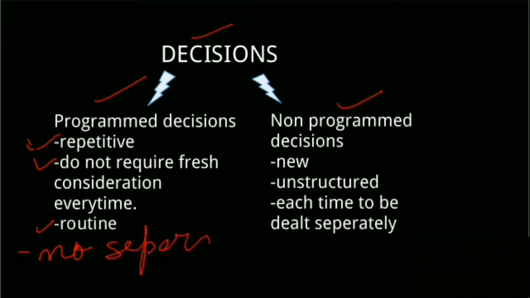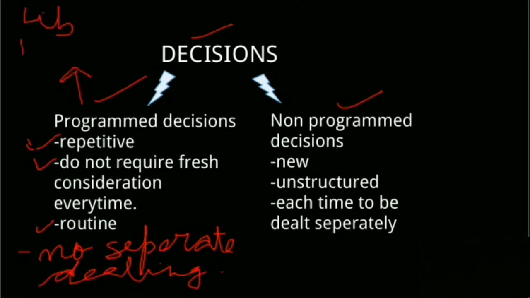In programmed decisions, habits, skills, and knowledge about the problem are very important. For example, once the decision to open the library from 10 a.m. to 5 p.m. is taken, it does not require fresh consideration to keep it open during those hours. This decision is incorporated into procedures that are established for the purpose.